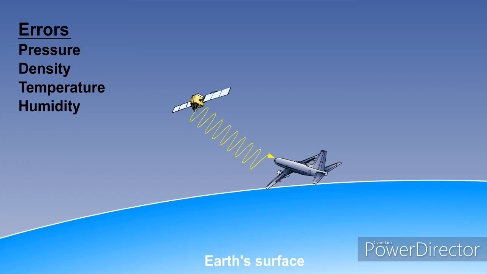Tropospheric conditions can affect the propagation of radio waves. So, pressure, density, temperature and humidity all have to be taken into account. Internally generated receiver noise can affect accuracy by 0.3 meters. Multi-path errors caused by reflections from the ground or parts of the aircraft can cause errors of 0.6 meters.